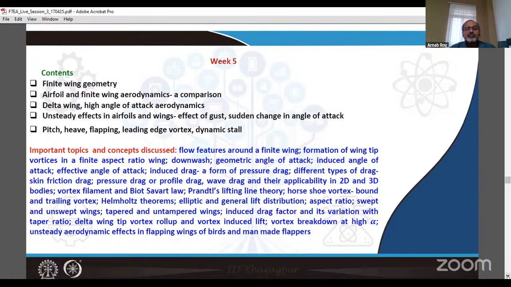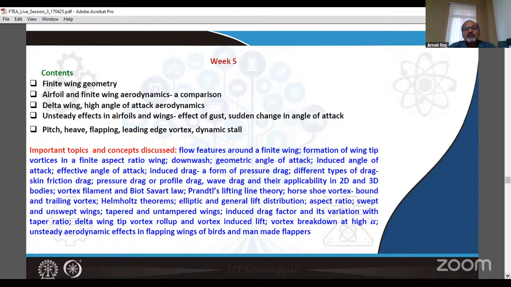We saw how the lift distribution acts over the wingspan, how the aspect ratio, sweep, taper, all these affect the wing's aerodynamic performance. We learned about the induced drag factor and its variation with taper ratio. We learned a little bit about delta wings also and their associated vortex roll-up, vortex-induced lift, vortex breakdown at high angles of attack, and so on. Towards the end, we learned about flapping wings, which we see in birds, and man-made flapping devices.